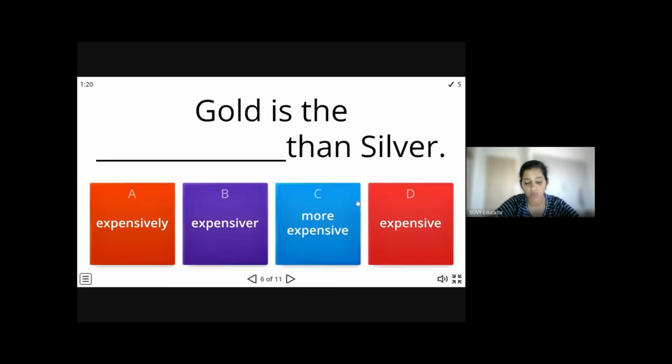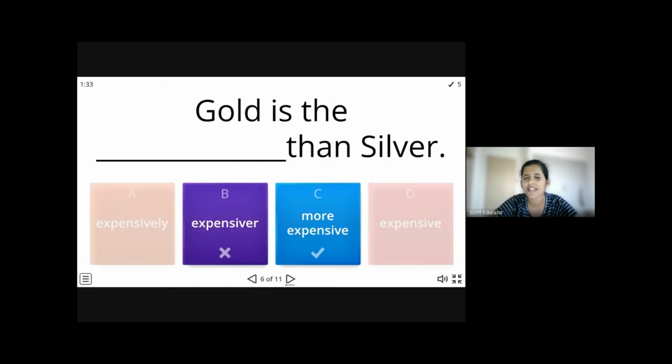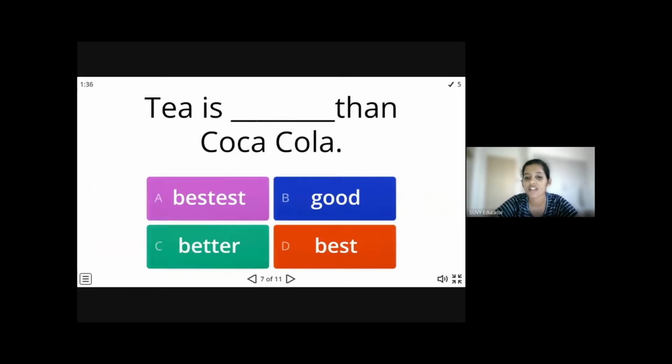Okay. So gold is dash than silver. So again, expensive is the word. So when it's ending with a vowel, what we do is we add an R or an ST. So when this is comparing between two, we add expense. Oh, sorry, more expensive. I'm so sorry. When there are more than one vowel, it has to be more. I just lost that focus.